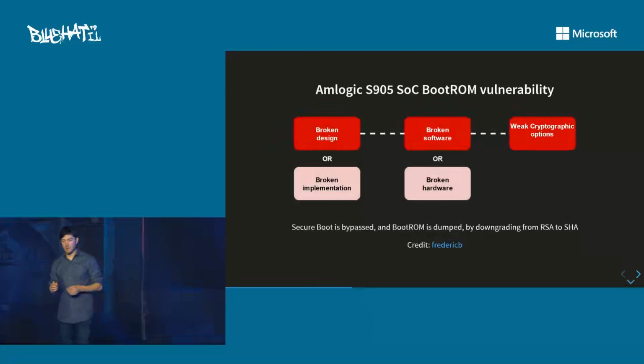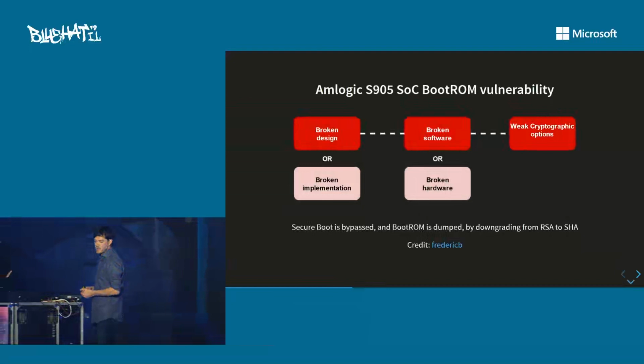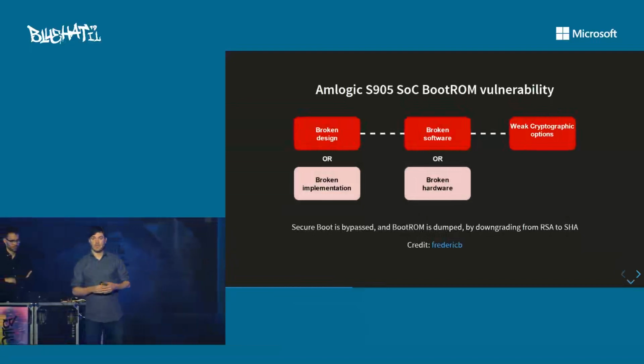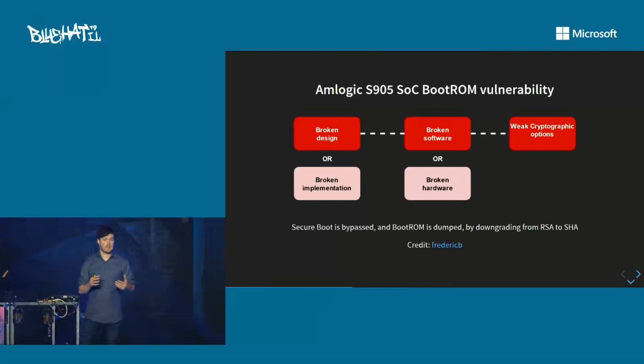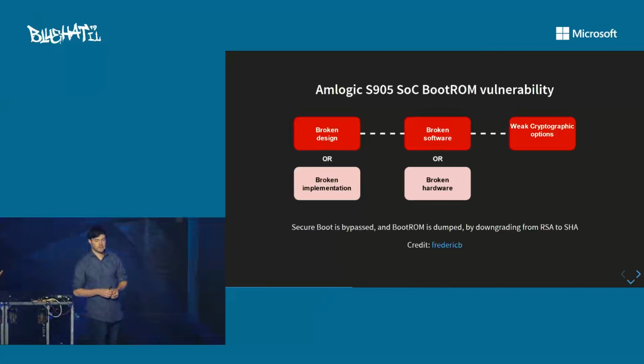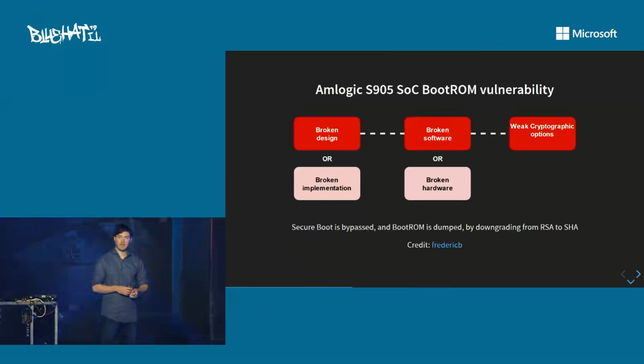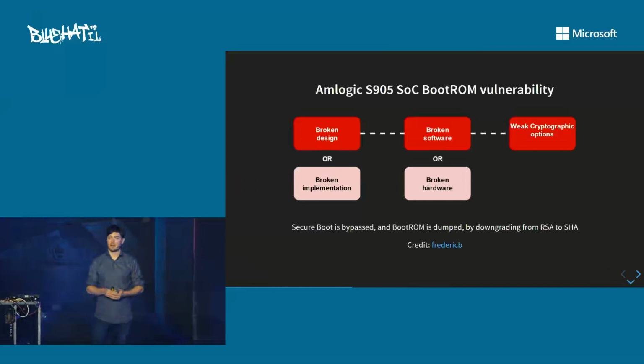Okay, so our personal favorite of a secure boot ROM bypass is the AMLogic one. So we believe it to be a broken software design that is available because of weak cryptographic options. And the bypass is basically a downgrade attack from an RSA signature to a SHA signature. And as the SHA signature contains no secrets, an attacker can just modify the code, update the hash, and that's it.